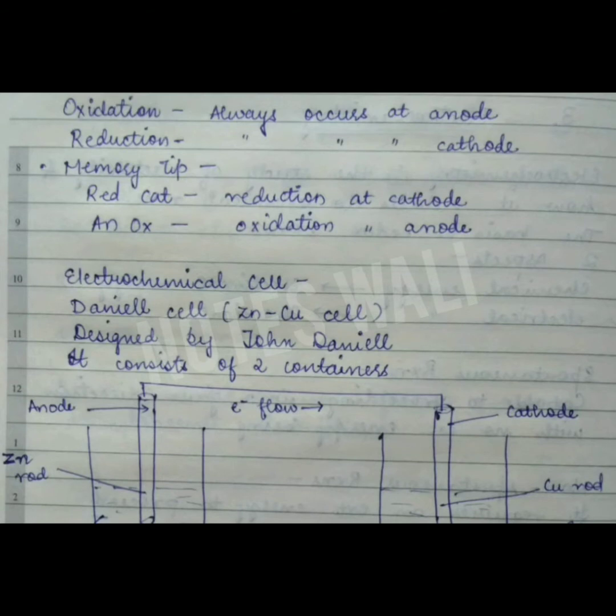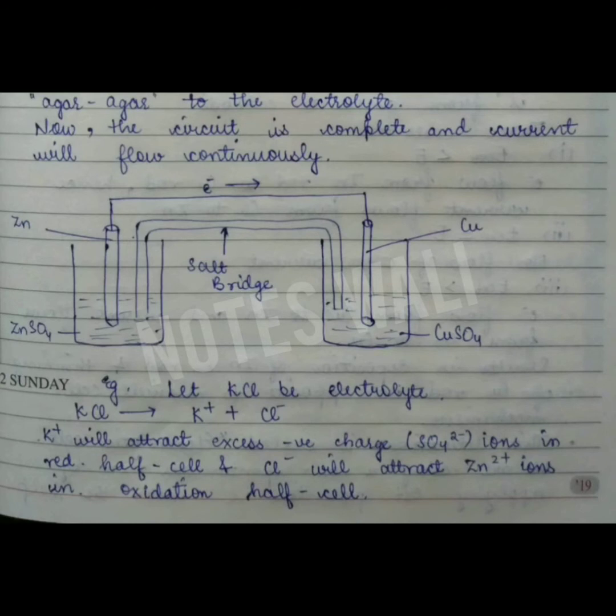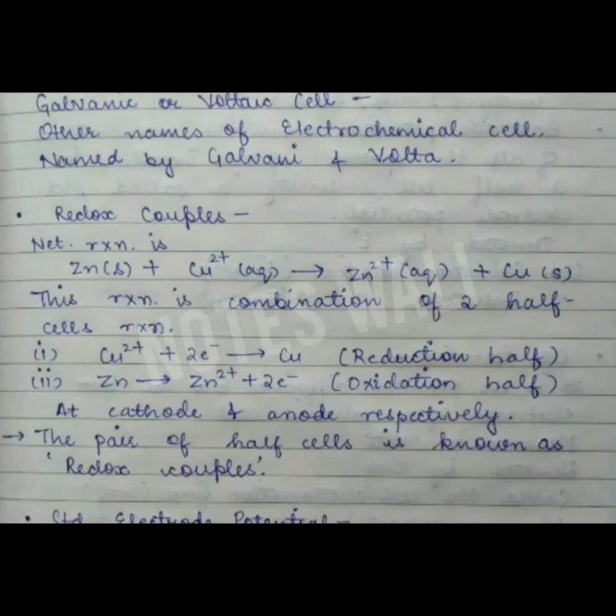At first, we discuss the electrochemical cell, and mainly we look at the Daniell cell, which was designed by John Daniell, and its electrodes are made of zinc and copper. Zinc is made the anode, whereas copper is made the cathode. This is the setup for it, and the half cells are connected by a salt bridge. Half cells are also called redox couples.